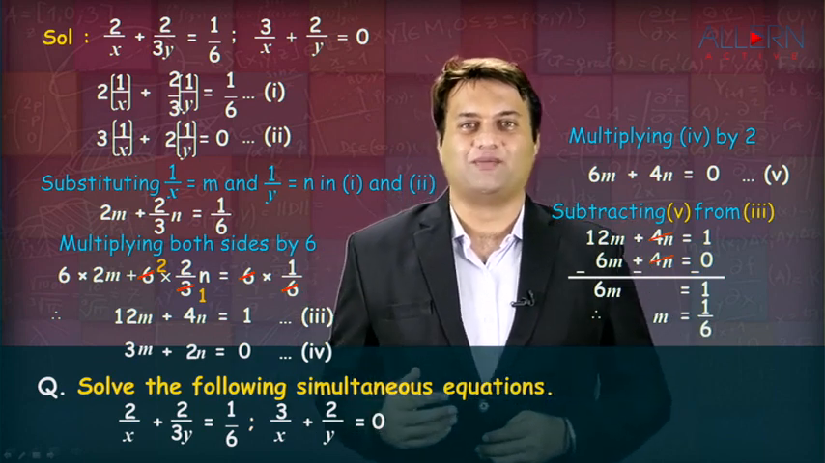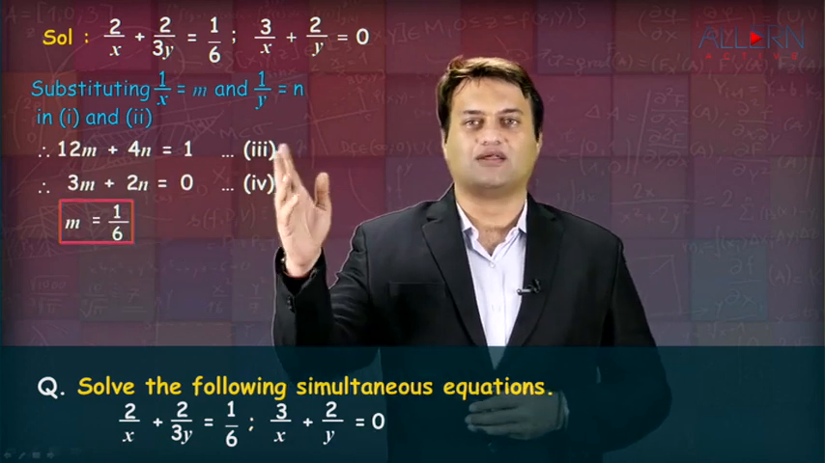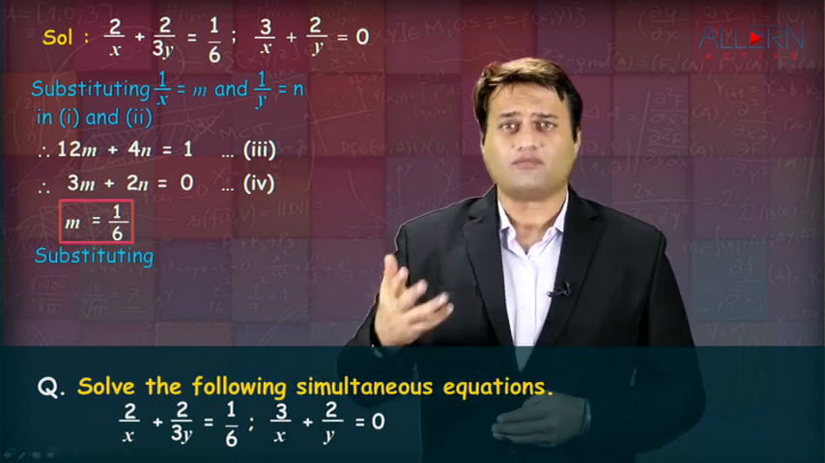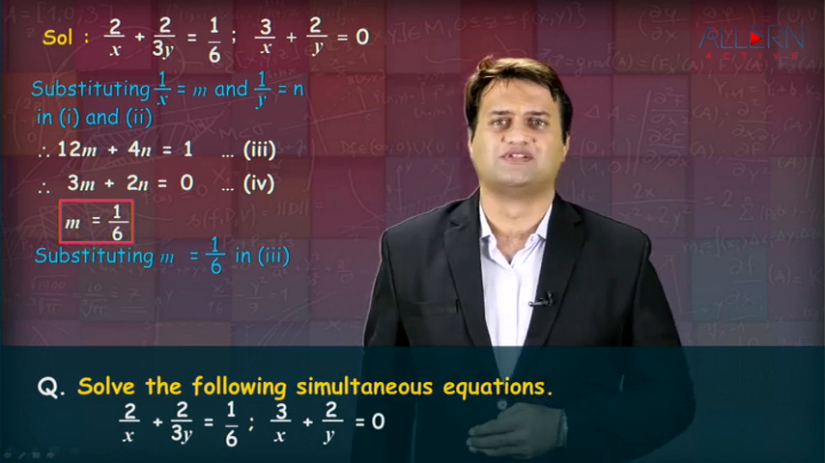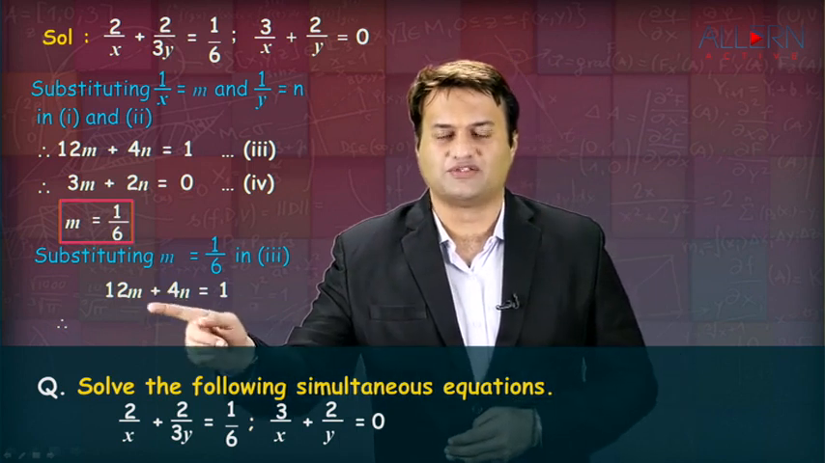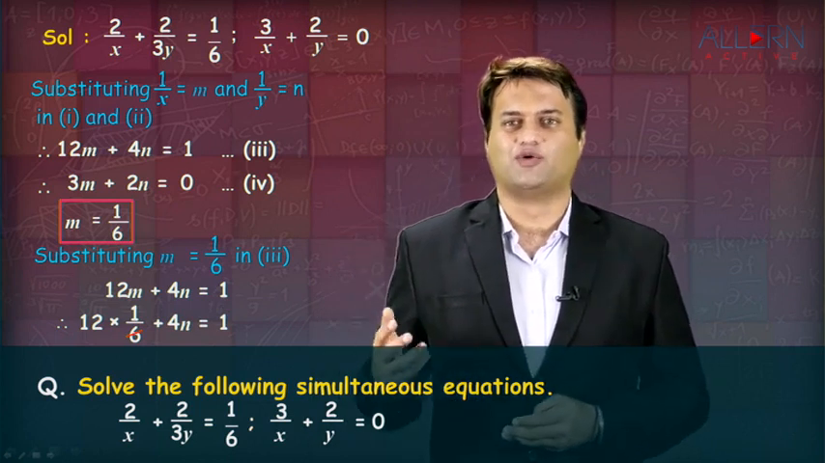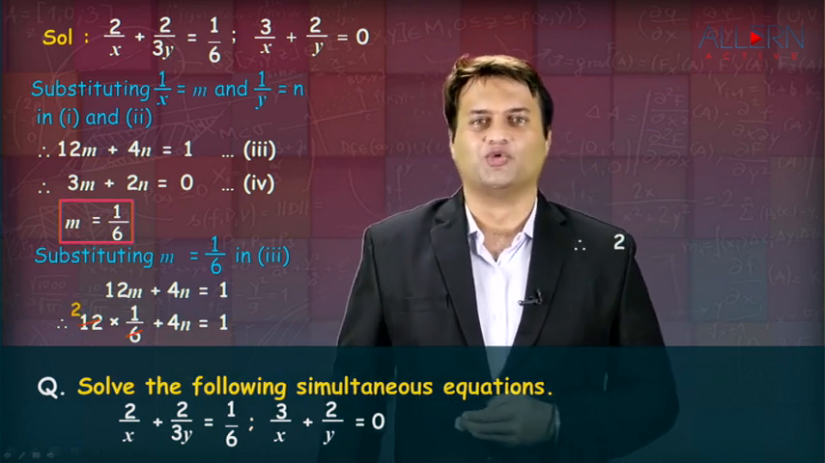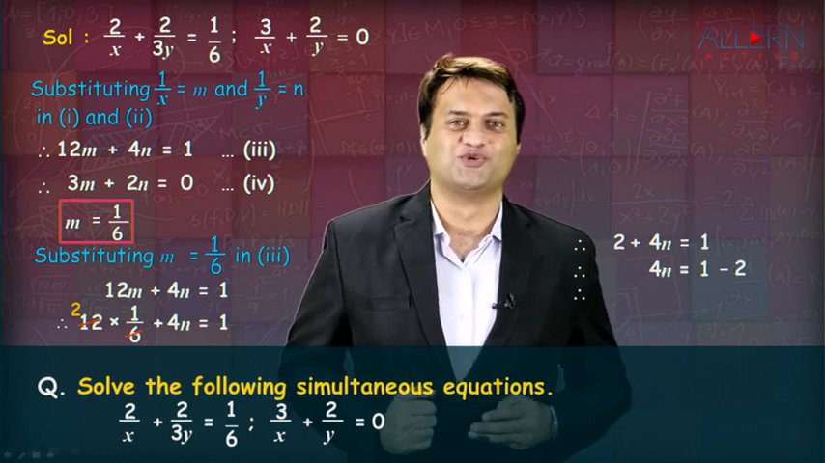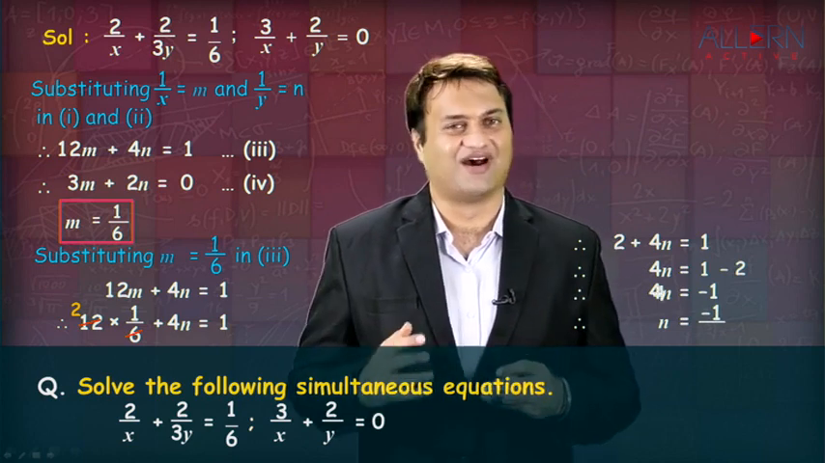Once you get the value of m, now it's time for us to find the value of n, and for that you need to substitute m in either of the two equations, either in the third equation or in the fourth equation. The choice is yours. Say if we substitute m is equal to 1 upon 6 in the third equation, what do we get? We get 12, in place of m, let us substitute 1 upon 6. So you get 12 into 1 upon 6 plus 4n is equal to 1. 6 2s are 12, you get 2 plus 4n is equal to 1. You get 4n is equal to 1 minus 2, you get 4n is equal to minus 1. So, you get n is equal to minus 1 upon 4.